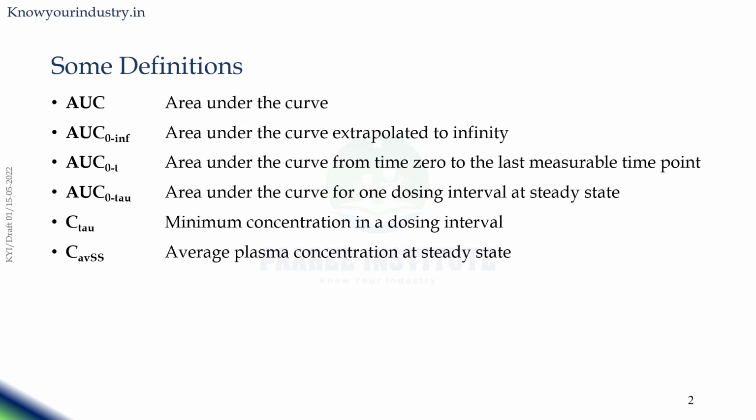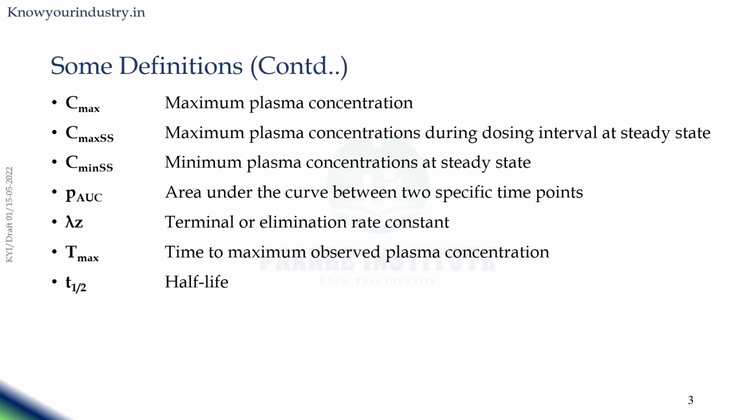Then when it comes to the steady state, there will be AUC 0 to tau, that is nothing but the AUC between the dosing interval. And C tau is the minimum concentration at the dosing interval, that is likely to be the last time point. And then we have C average SS, the average plasma concentration at the steady state. Now comes the Cmax, which is the maximum plasma concentration. Then Cmax SS is the maximum plasma concentration observed during the dosing interval at steady state. And Cmin SS is the minimum plasma concentration observed during the dosing interval at steady state.